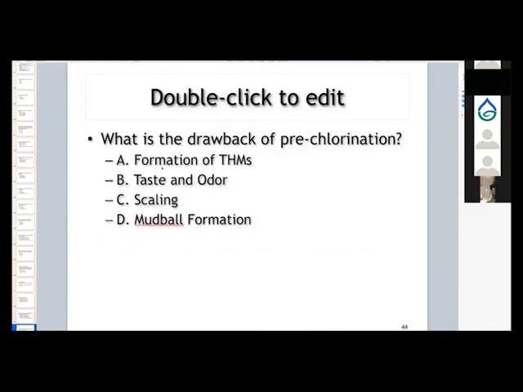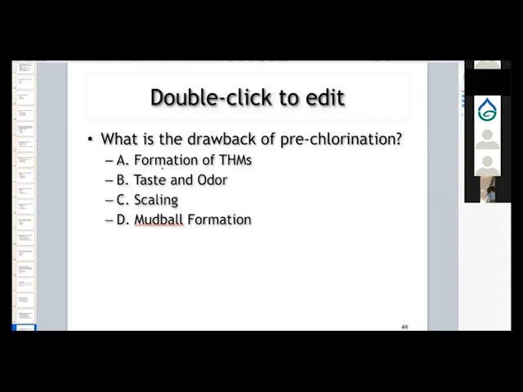What is the drawback of pre-chlorination? Formation of THMs. So again, you're going to hear a lot of THM questions. You're going to hear a lot of questions about the effects of chlorine and organic matter in the water. So you're going to get a lot of those questions in these exams. The answer is going to be A on this one, formation of THMs.